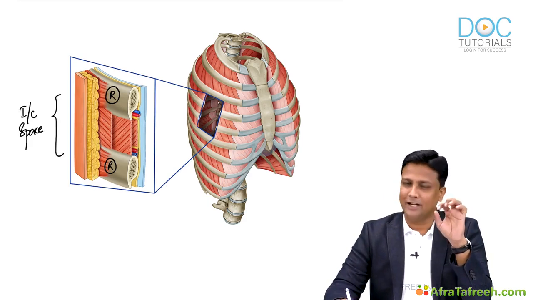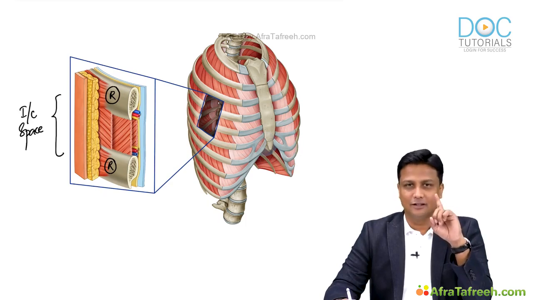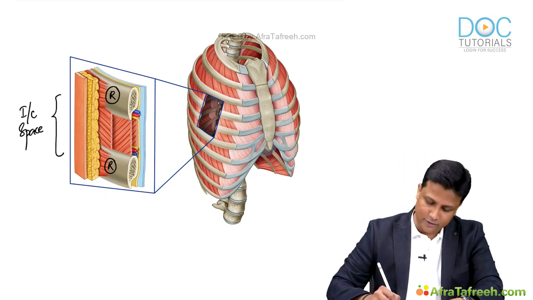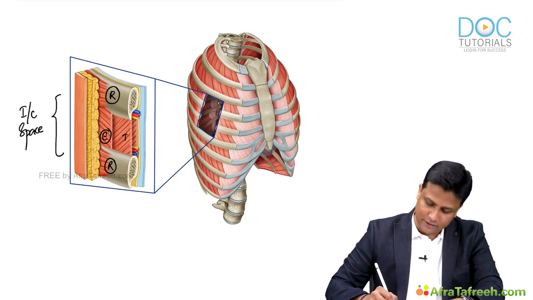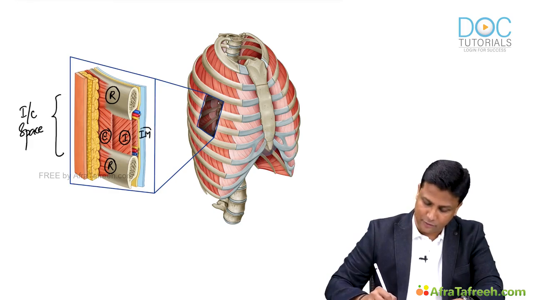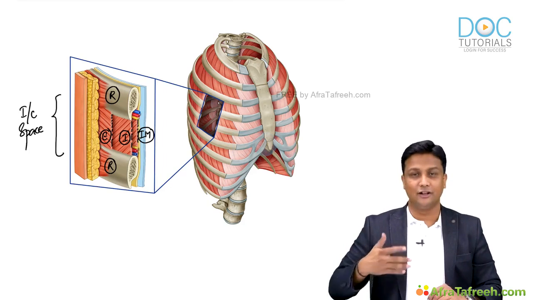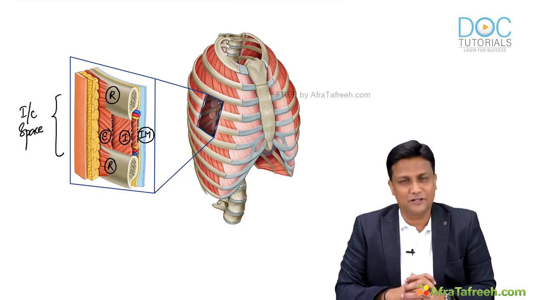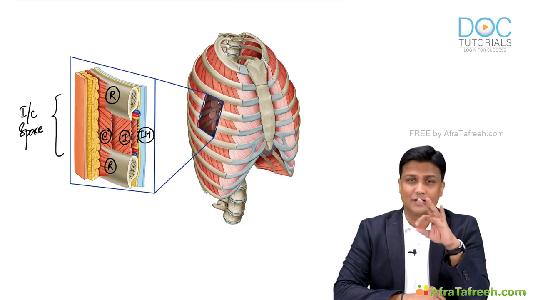Point number 1, intercostal muscle. We will have 3 categories of intercostal muscle here. Number 1, there will be the external intercostal muscle. Number 2, there will be the internal intercostal muscle. And number 3, you will have the innermost intercostal muscle. Hope you are able to appreciate that. So, external, then internal, and then the innermost intercostal muscle. Repeat again, external, internal and innermost intercostal muscle. First point to learn.